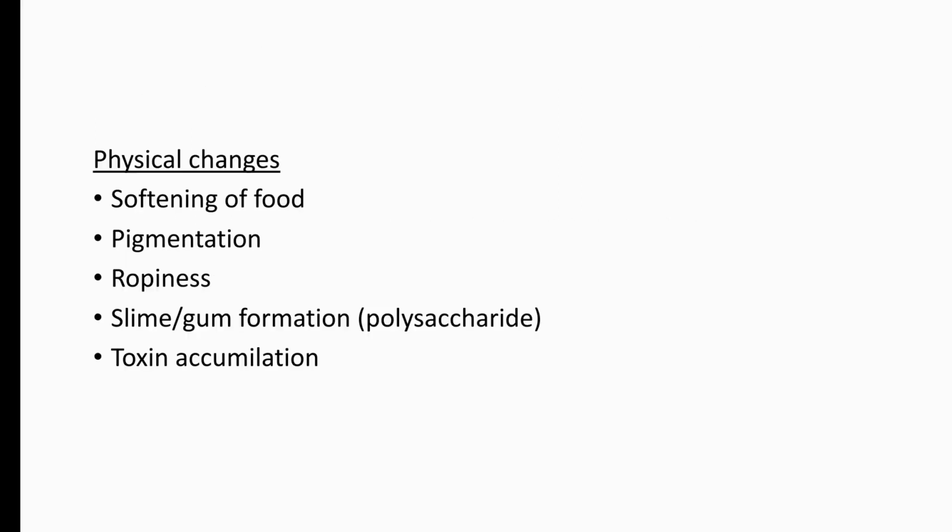Some of the major physical changes taking place during food spoilage are softening of food, pigmentation, ropiness, slime or gum formation, and toxin accumulation. Pigmentation means the changing of the color of food. Ropiness means the development of a sticky texture.